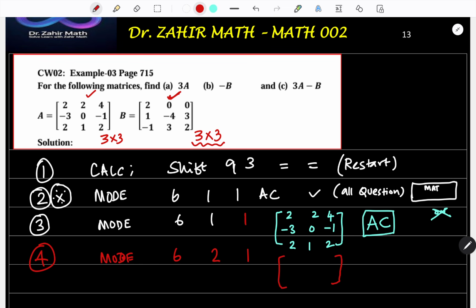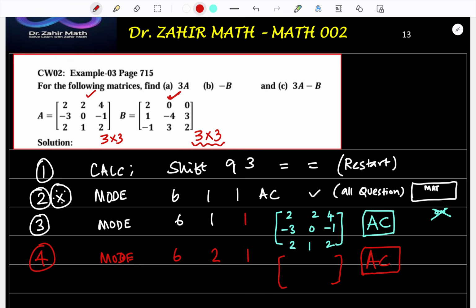So give the second matrix, which is 2, press equal sign, 0, press equal sign, 0, press equal sign, 1, press equal sign, minus 4, press equal sign, 3, press equal sign, minus 1, press equal sign, and 3, press equal sign, and then 2, press equal sign, and then press AC. Okay, right. And then press what? AC, right.